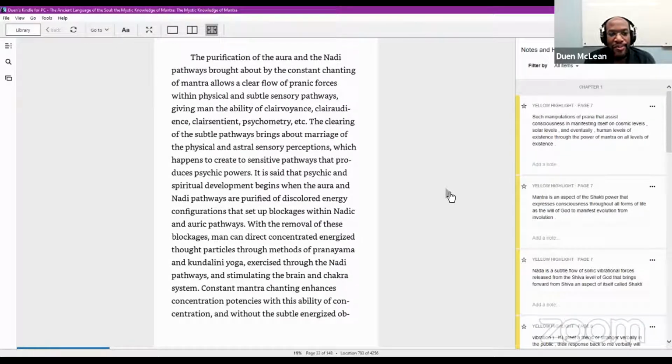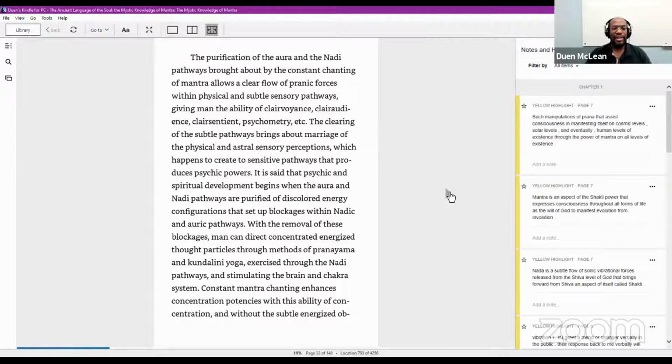The purification of the aura and the nadi pathways brought about by the constant chanting of mantra allows a clear flow of pranic forces within the physical and subtle sensory pathways, giving man the ability of clairvoyance, clairaudience, clairsentience, and psychometry, etc. The clearing of the subtle pathways brings about the marriage of the physical and astral sensory perceptions, which happens to create the sensitive pathways that produce psychic powers.